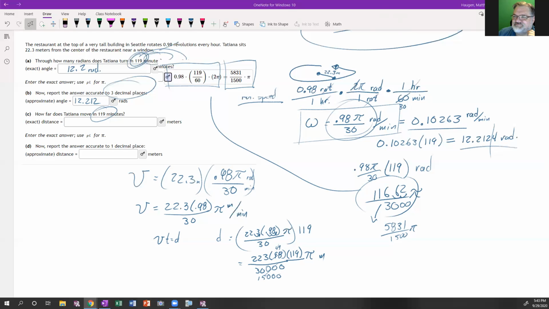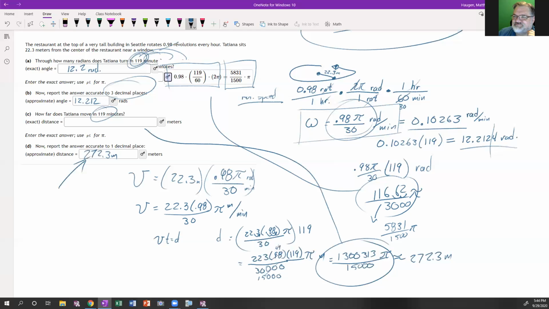What a beautiful number. 13,003,13 over 15,000 pi meters. And calculate that out for an approximation for this next answer, where it asks for the approximation. And 272.3 meters. So 272.3 meters, if you calculate that out.